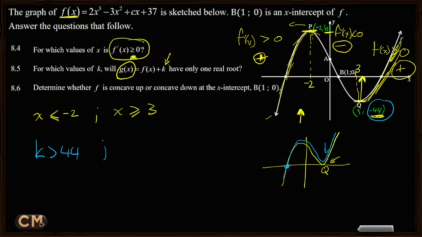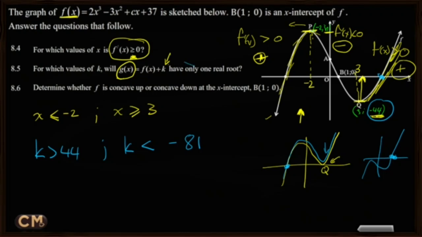And then for P, the exact same logic can apply. We want a scenario where only this x-intercept remains, and of course our turning point P descends below the x-axis. So when does that happen? That is when k is less than negative 81. And that right there, I think, is that for that question.